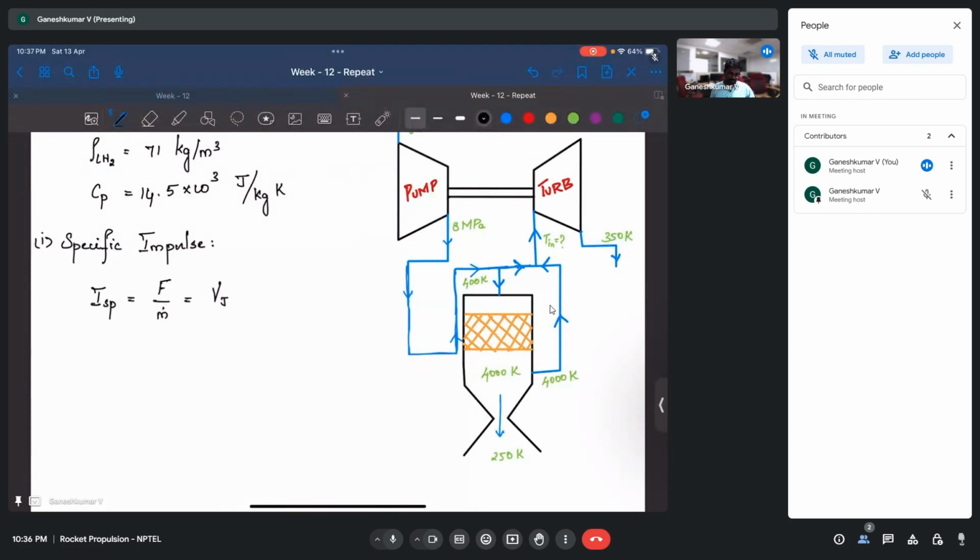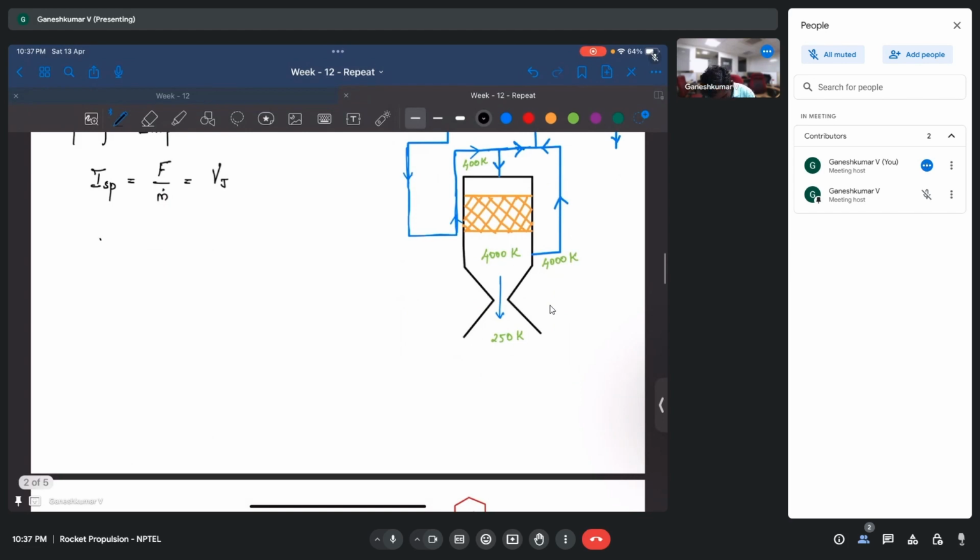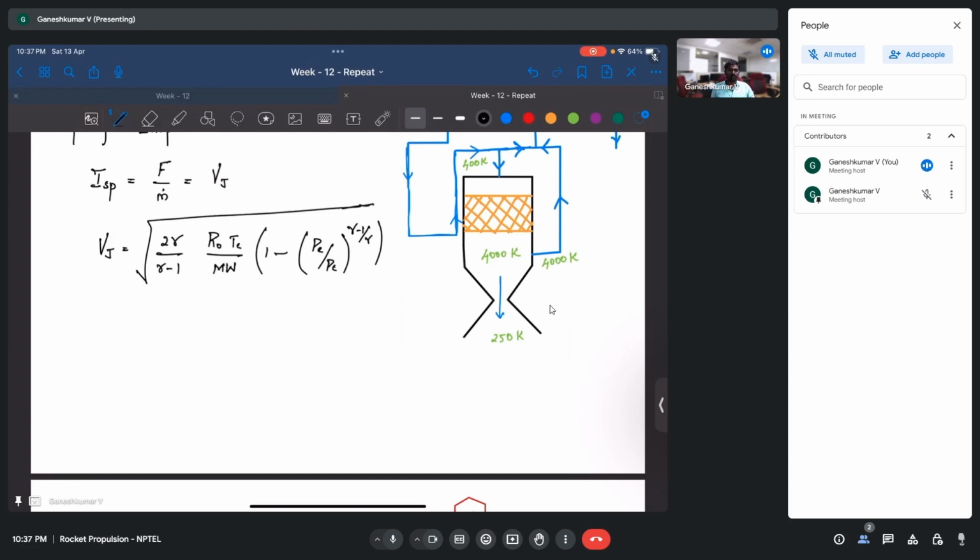Now, if I want to find the jet velocity for this configuration, how do I find it? We all know the formula, which is what we usually remember. The jet velocity is the square root of 2 gamma by gamma minus 1 times R naught Tc by molecular weight, times 1 minus Pe by Pc, or Pc by Pe, I'm not really sure. This is the jet velocity equation we all know and used to solve, but the problem is we do not have the pressures, or we may need to find the pressures.